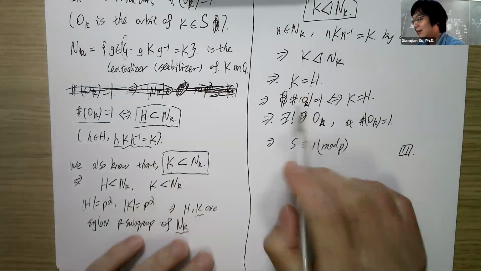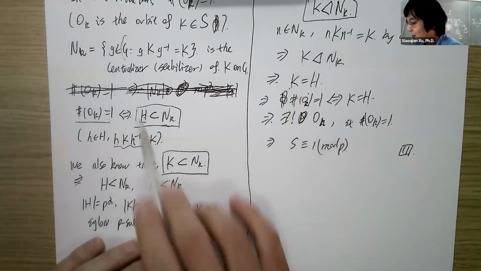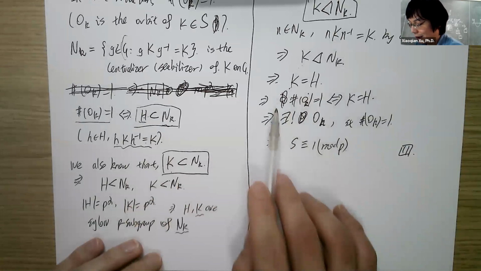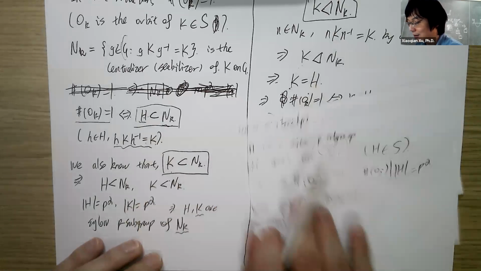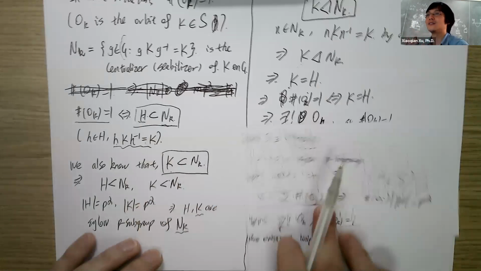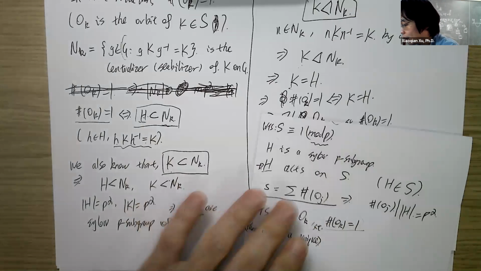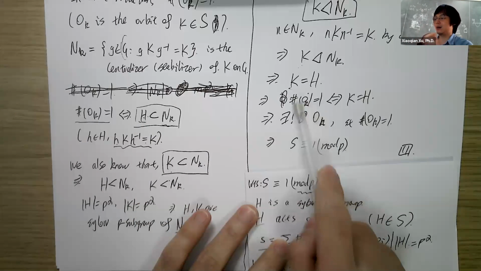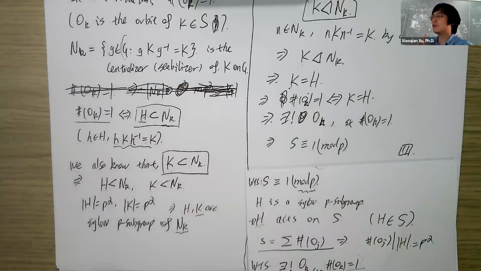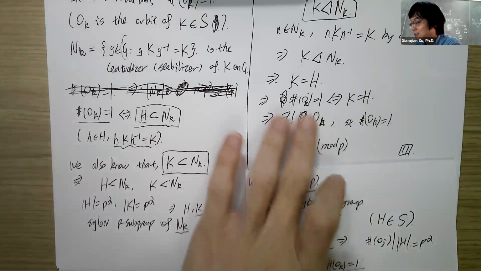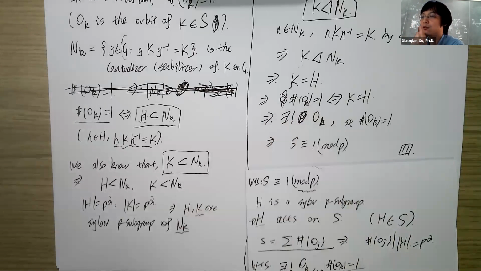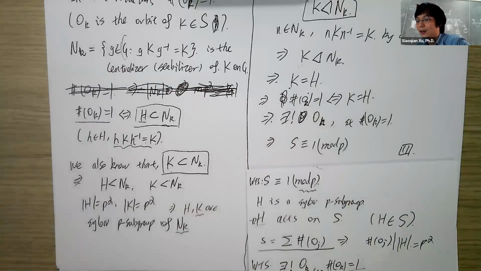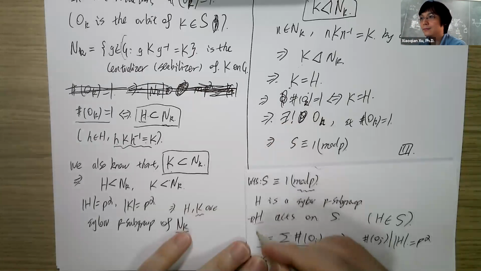Then we find that if K is not equal to H, this cannot happen. H cannot make the orbit of K contain only one element. So that means there is only one orbit of size 1. All the other Sylow subgroups will have an orbit which has more than one element. And then that means you must have the remainder be 1 if you take this equation modulo P. Okay?